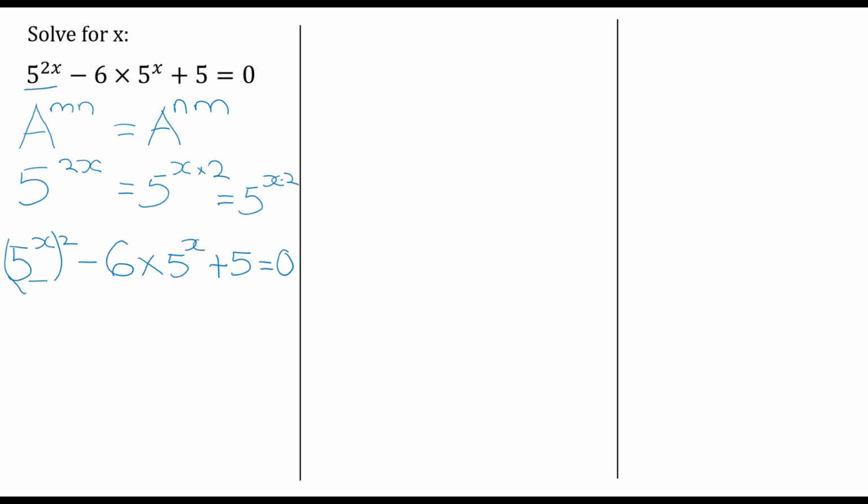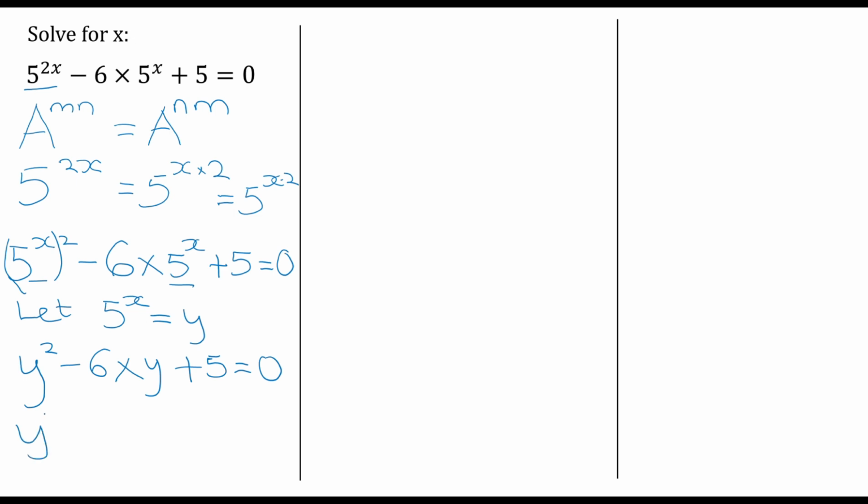Now, 5 to power x is common. Let 5 to power x be equal to y. Introduce y into the equation, you'll have y squared minus 6 multiplied by y plus 5 is equal to 0. It will give you y squared minus 6y plus 5 is equal to 0.